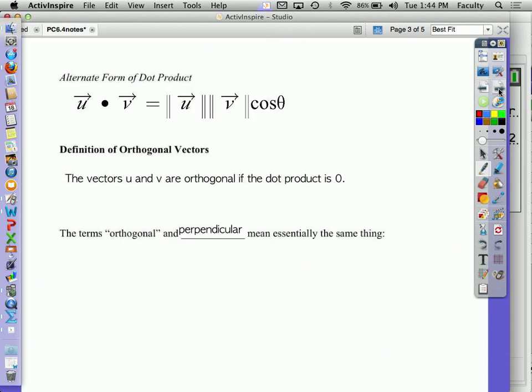There is an alternate form of the dot product. We don't see it that often, but if you're going to do physics next year, this might help. All we've done to get this alternate form is we've multiplied both sides by the product of the magnitudes. That's the only thing, okay?